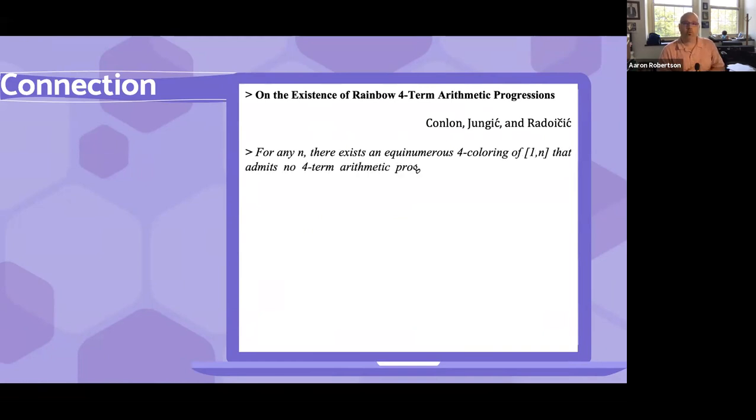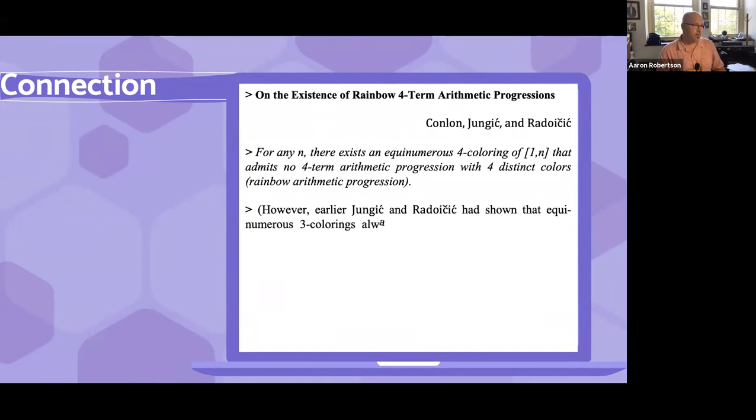If I have an equinumerous 4-coloring of 1 through n, there's no guarantee of a 4-term arithmetic progression that has all 4 colors. However, if we have 3 colors, so an odd number here, we do guarantee what's called a rainbow 3-term arithmetic progression. So we see this distinction here.